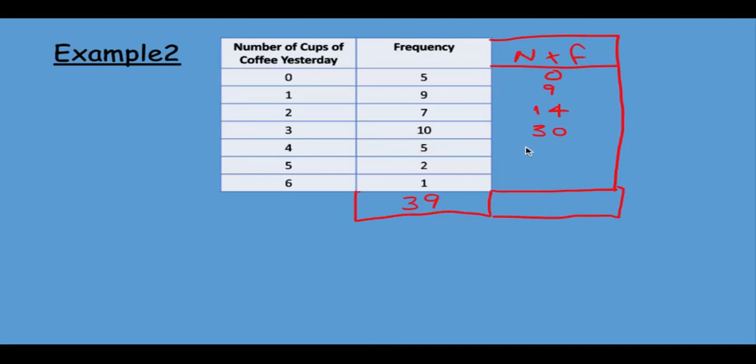4 times 5, 20. 5 times 2 is 10. And 6 times 1 is 6. So we need to add up those numbers now. This number represents the people who drank the cups of coffee, 39 people. And this column here represents the number of cups of coffee that were actually drunk. So we've got 9 plus 14 plus 30 plus 20 plus 10 plus 6 equals 89 here.